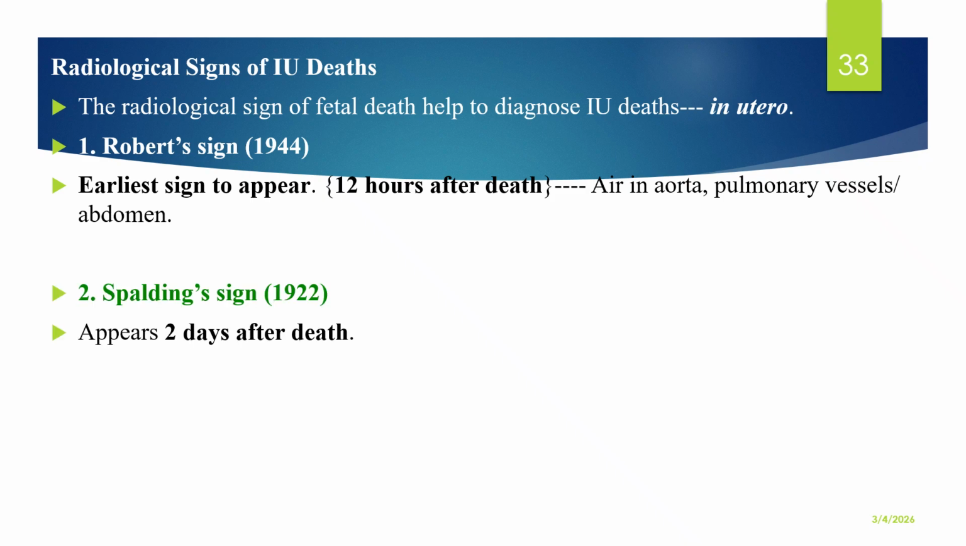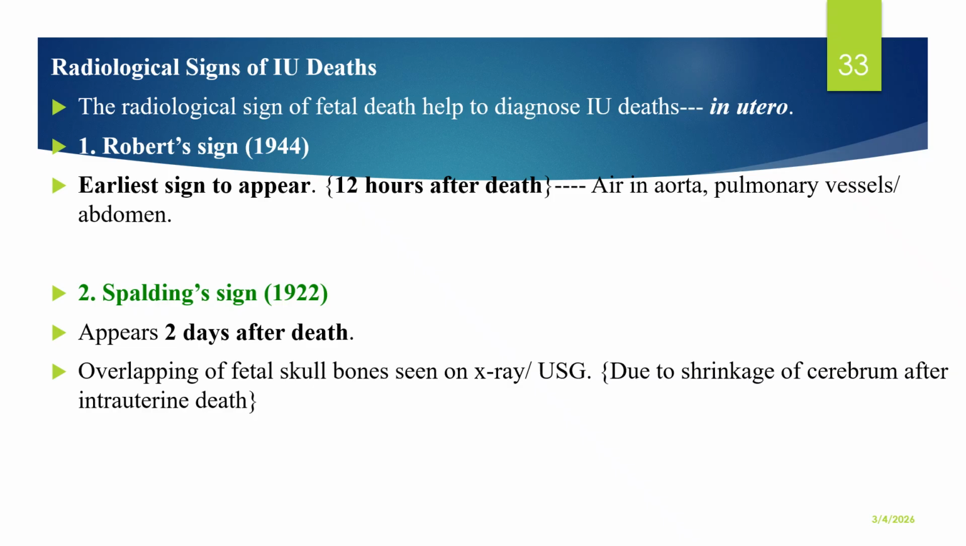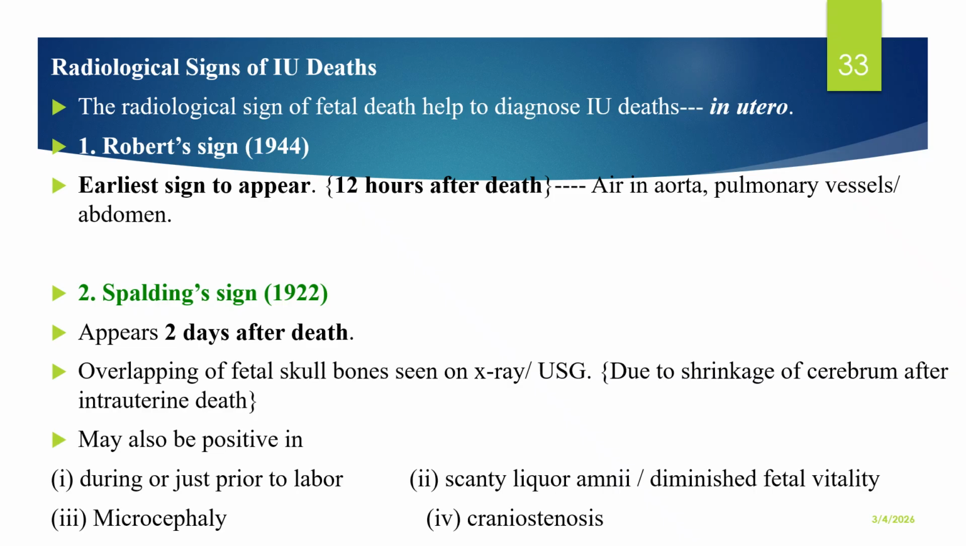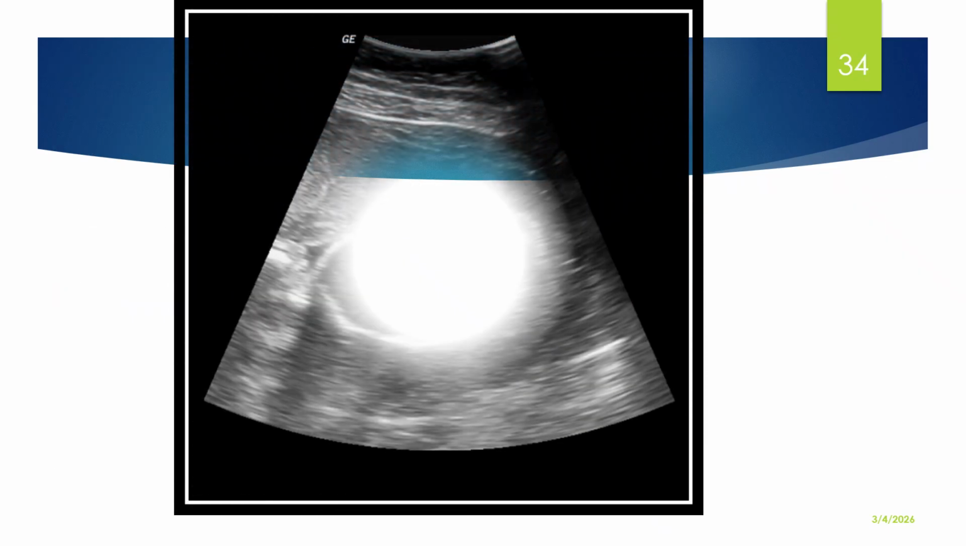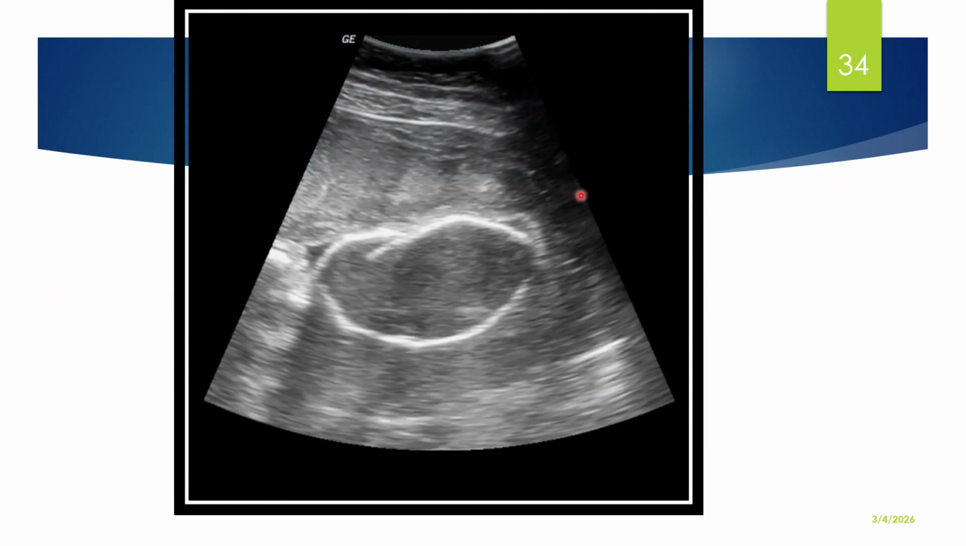Then we have the Spalding sign that appears 2 days after death. It is the overlapping of the fetal skull bones seen on X-ray or ultrasound due to shrinkage of the cerebrum after the intrauterine death. It may be positive during or just prior to labor, with scanty liquor amnii, diminished fetal vitality, microcephaly and craniostenosis. So you can see the overriding of the cranial bones.